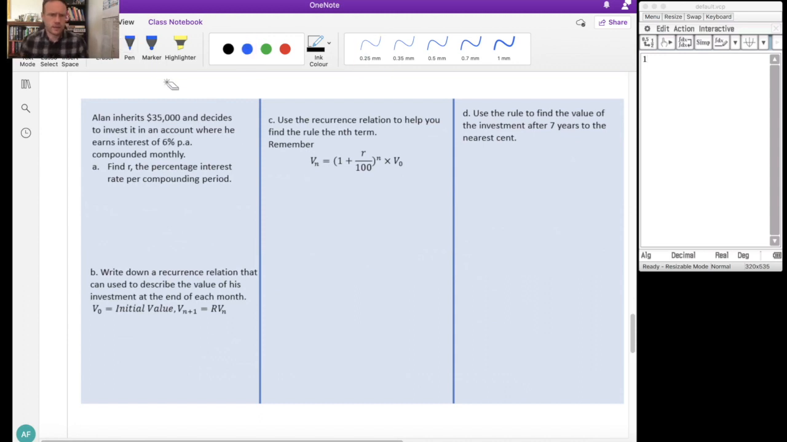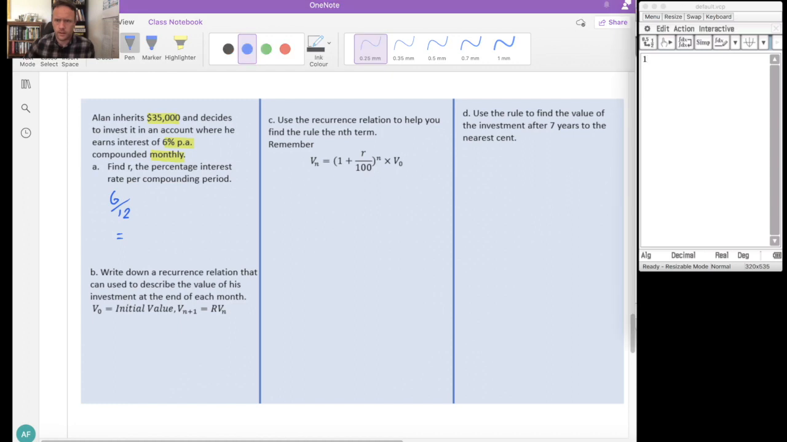Okay, so Alan inherits 35 grand and decides to invest it in an account where he earns interest of 6% per annum compounding monthly. Find r, the percentage interest rate per compounding period. So what they're talking about here is we've got an interest rate, but we're also told that it's compounding monthly, and that's super important in compounding problems because it changes how much money you get over the course of a year. So per annum is once a year, but if it's compounding monthly, then we are looking at Alan's rate in terms of 6 divided by 12.